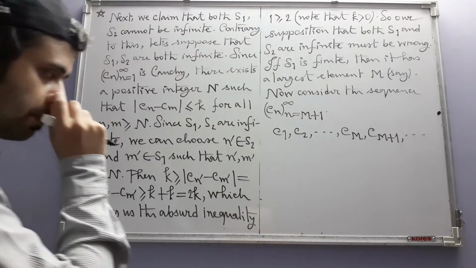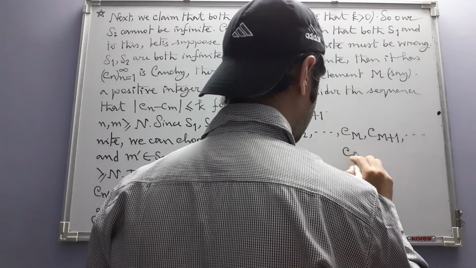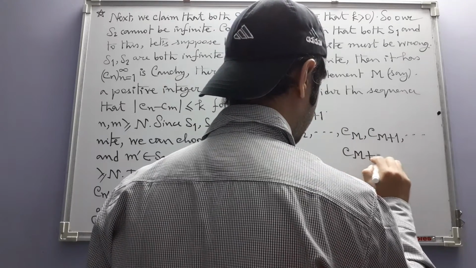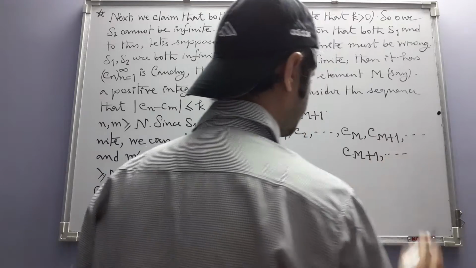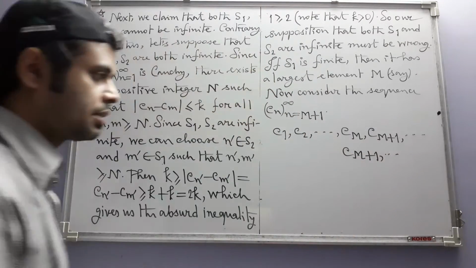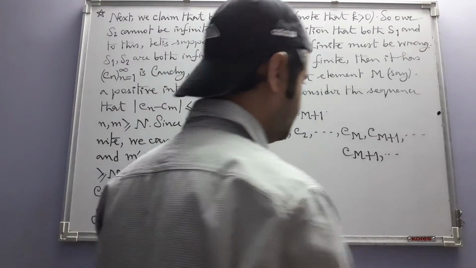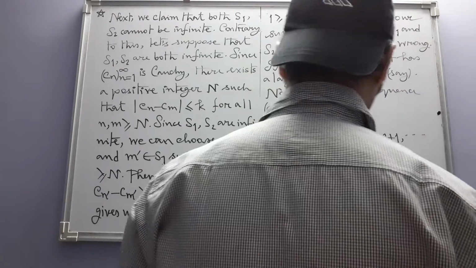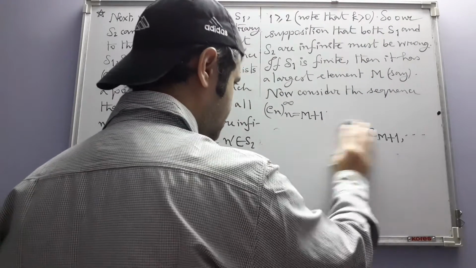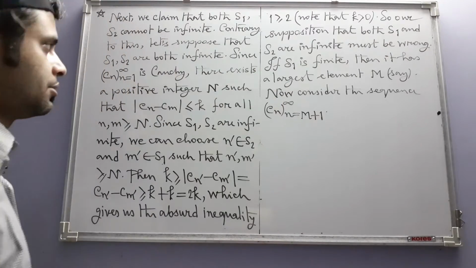And so on. And our sequence, this new sequence, starts from C_{m+1}. So these two sequences are clearly equivalent, and hence the formal limit of this sequence is also equal to x.